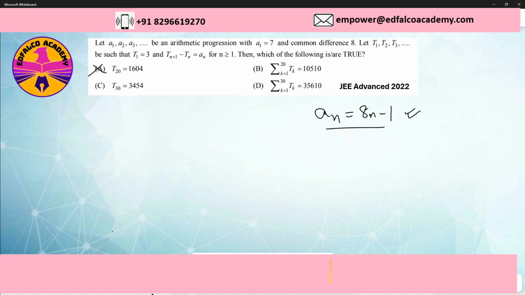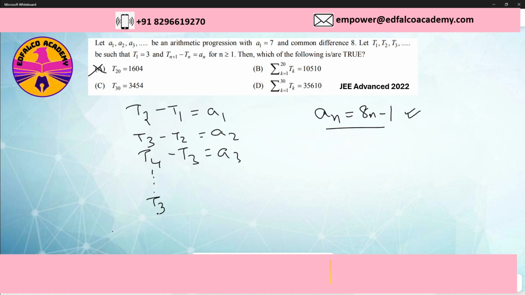अब ऑप्शन C देख लेते हैं क्योंकि वो भी सेम वे में ही सॉल्व हो जाएगा. So T30, it is asking about T30 this time. So again we will start with the same thing. T2 minus T1 is equal to a1, T3 minus T2 is equal to a2, T4 minus T3 is equal to a3 and so on. इस बार हम लोग T30 तक लिखते हैं एक्सप्रेशन को, T30 minus T29 is equal to a29. अब हम लोग दोनों साइड ऐड कर देते हैं.